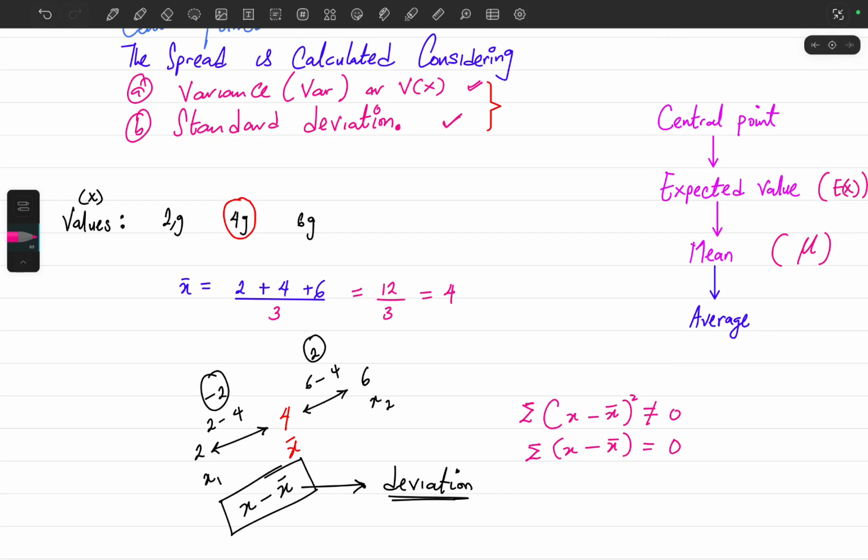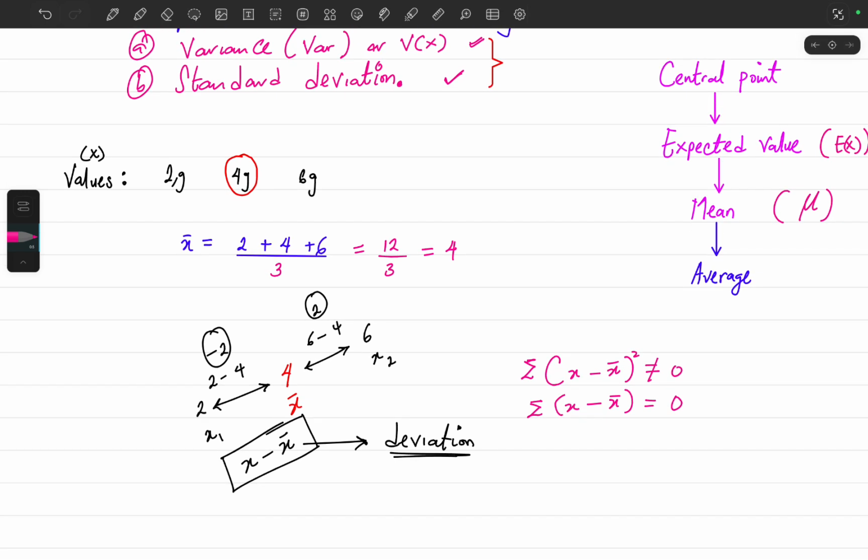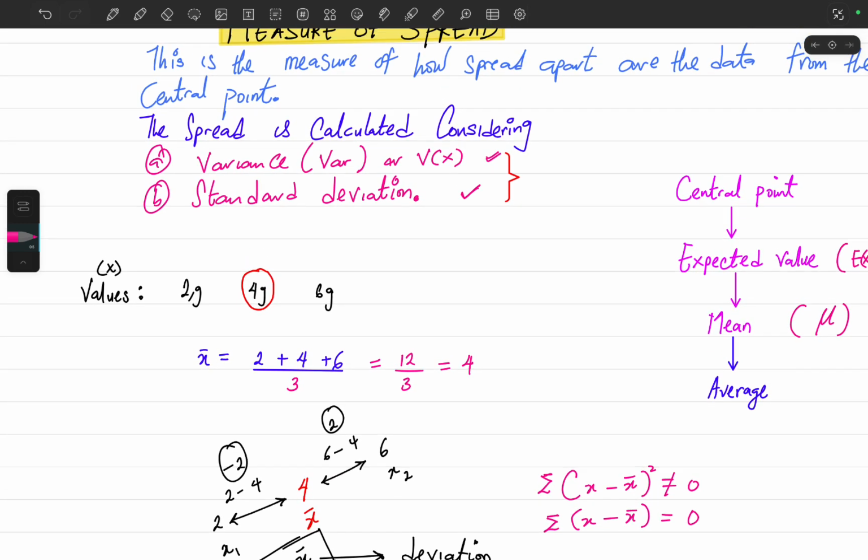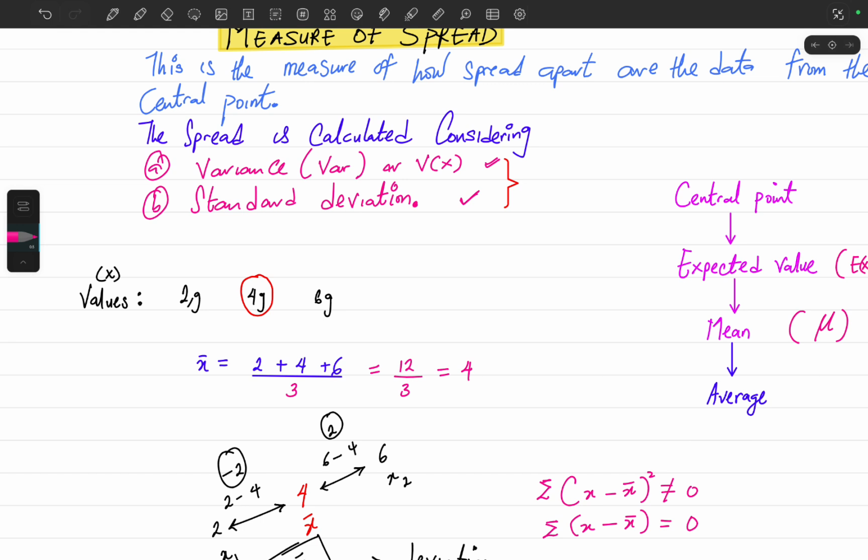So the measure of spread is done by looking at how spread apart your data are, how far apart your data are, how far away your data are, what is the distance of the center value from every other value that you mentioned. That is what the measure of spread is talking about. And to treat this, we do not just use deviation. Instead, we use variance and standard deviation. We use these two.